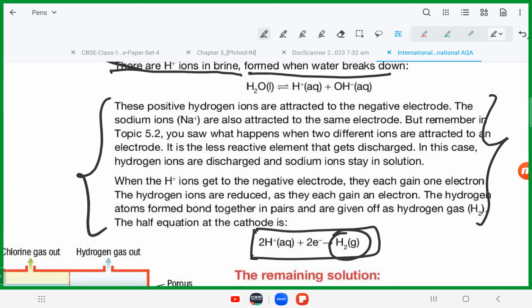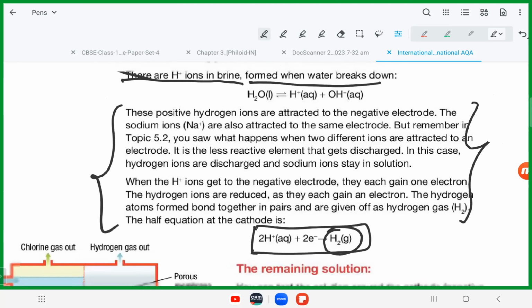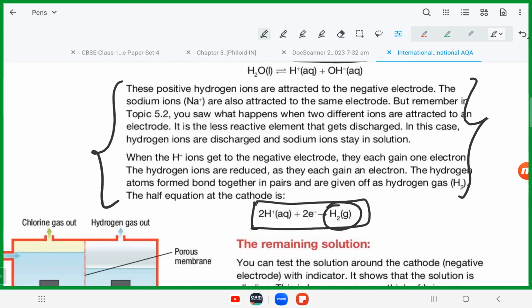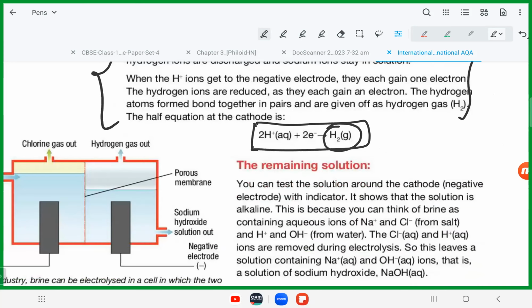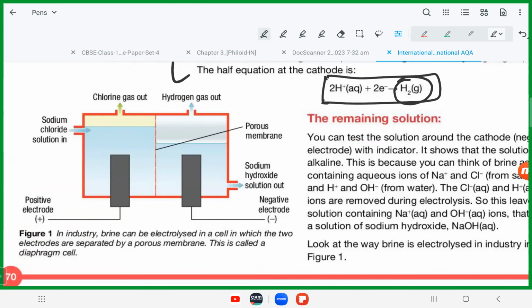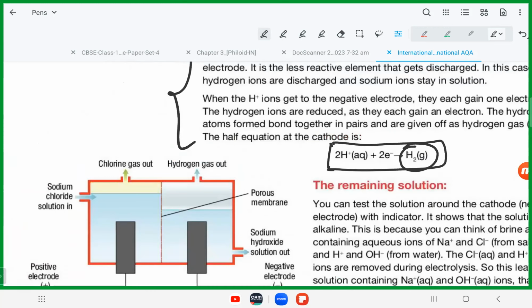The hydrogen ions are reduced as they gain an electron. The hydrogen atoms bond together in pairs and are given off as hydrogen gas, H2. The half equation at the cathode is 2H+ + 2 electrons gives H2. Very good, Tarni. Did you understand the paragraph by reading, or should I explain?